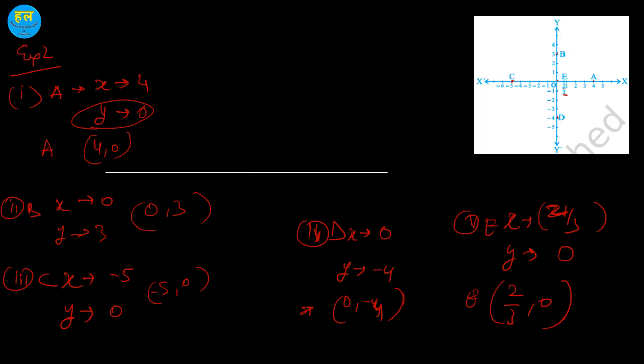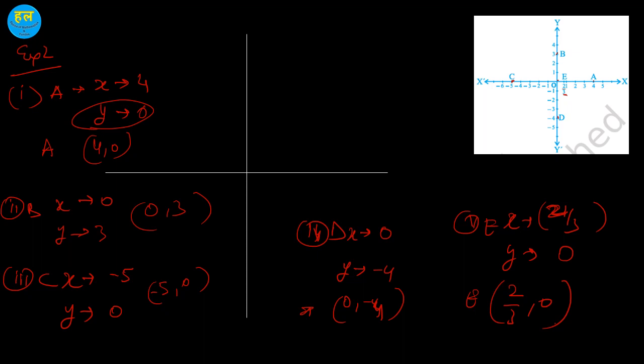Every point on the x-axis has no distance from the x-axis, therefore the y-coordinate of every point lying on the x-axis is always 0. Thus the coordinates of any point on the x-axis are of the form x, 0, where x is the distance of the point from the y-axis. Similarly, the coordinates of any point on the y-axis are of the form 0, y, where y is the distance of the point from the x-axis. Because it has 0 distance from the other axis. Okay.